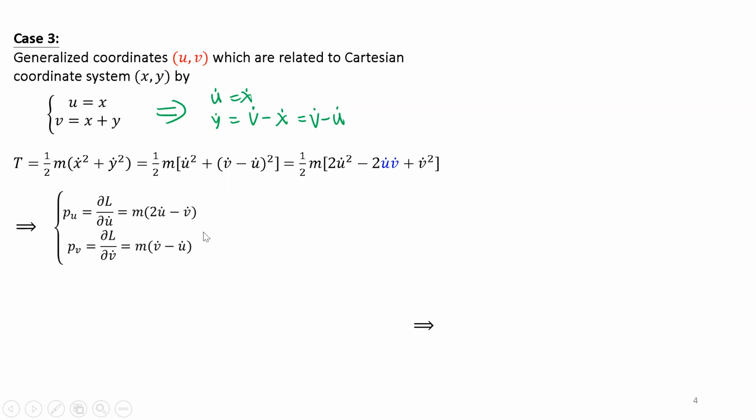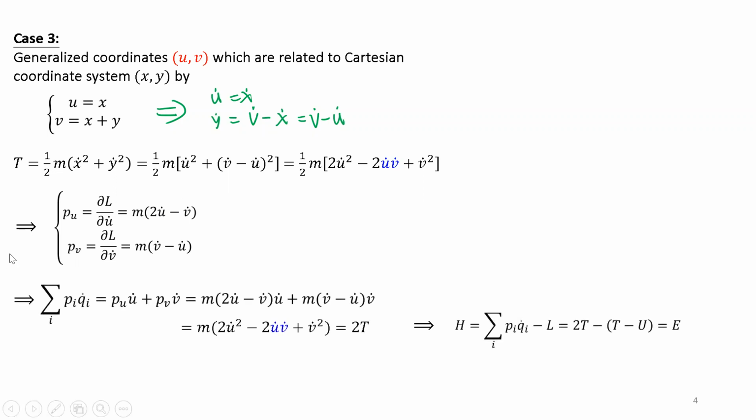So now consider the sum again. This time, this sum would be p_u u dot plus p_v v dot, and then I just put all these formulas down here, and you again find that this whole thing is equal to 2 times the kinetic energy. That means again we are fine. The Hamiltonian expressed in uv also gives the total energy.